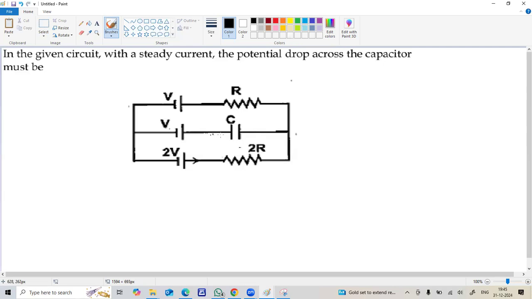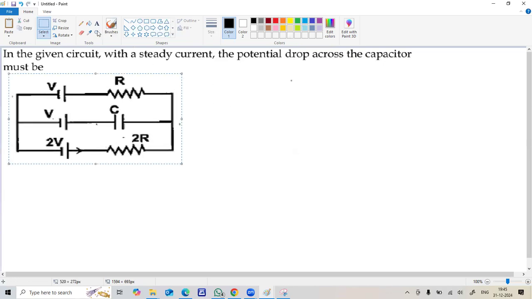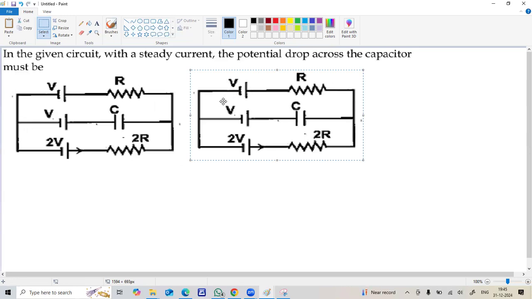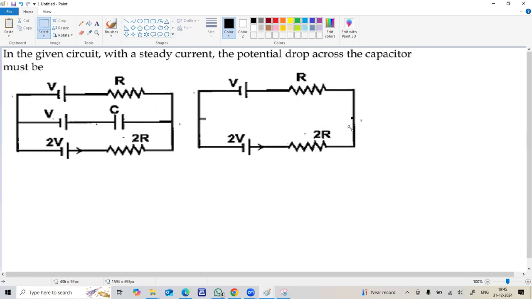That means this particular branch, the central branch, can be imagined to be absent in the steady state. When you deal with current, you can neglect this branch. But for energy, voltage, charge and all, you have to take the capacitor into account. This circuit is like one without current flowing through the central branch.